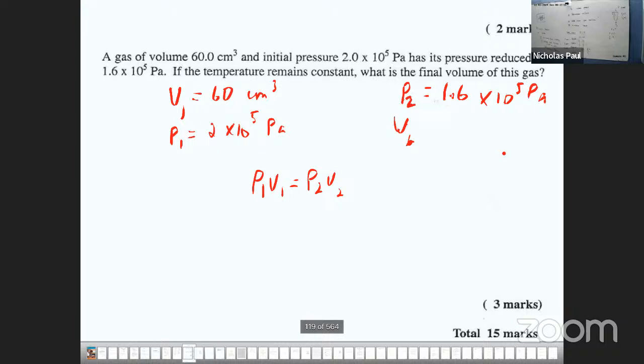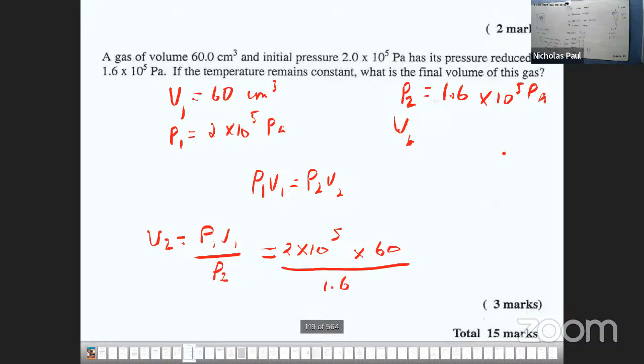Right, so again, we solve for V2. V2 is equal to P1 V1 all over P2. So that is 2 by 10 to the 5 multiplied by 60 all over 1.6. Now cancel, of course. How much did you all get? That makes sense. The volume went up.